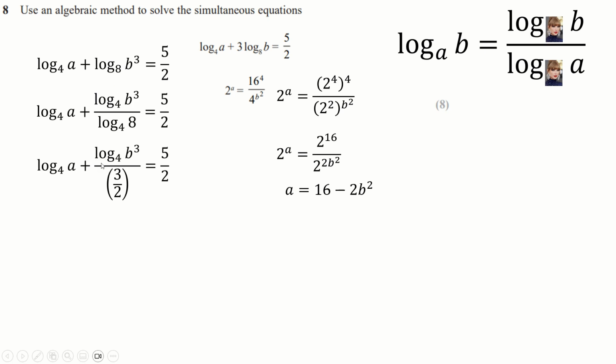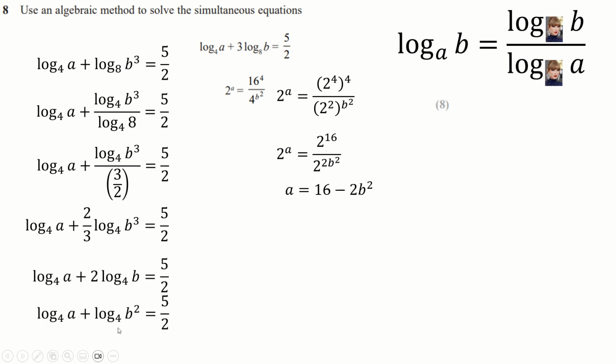Dividing by 3 over 2 is the same as times by 2/3. This 3 can come back down here now, cancel with this 3 and just end up with 2 lots of this. But then, of course, this 2 can bounce up to the top. And now finally, same base here means that this can just go together. So we get log to base 4 of ab squared is this. Do 4 to the power both sides. It cancels out the log. 4 to the power 5 over 2. Well, the square root of 4 is 2, to the 5 is 32, so we end up with this.